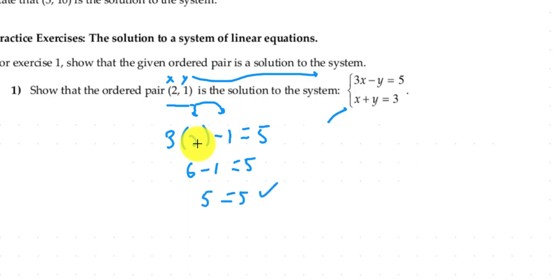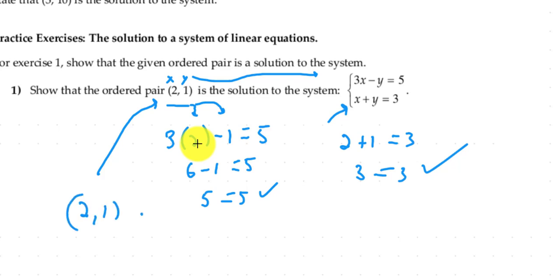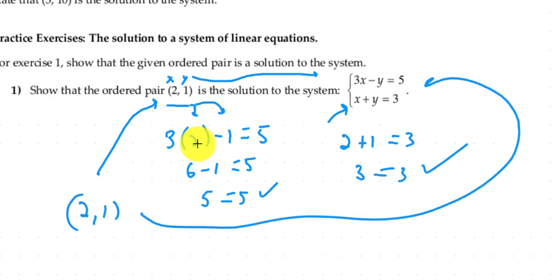Now I'm going to try the second equation. So instead of x plus y, I'm going to write 2 plus 1 equals 3. 3 equals 3. It works. So I can say that 2, 1 is a solution to this system of equations. That's all I'm looking for in this first part. All right, let's keep moving.